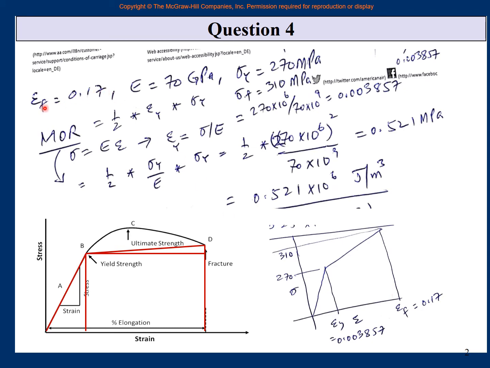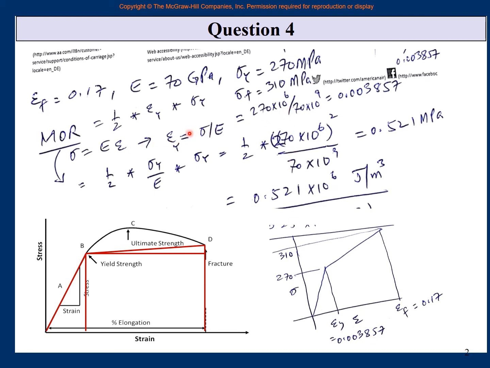So now epsilon f is given, E is given, sigma y is given, sigma f is given. Modulus of resilience is half epsilon y into sigma y. First, sigma is equal to E epsilon, in the elastic region. Therefore epsilon is equal to sigma upon E. Sigma y is 270, E is 70 giga. So epsilon y is 0.003857. So this is already known. That is what I was showing you there, that epsilon y is 0.003857.